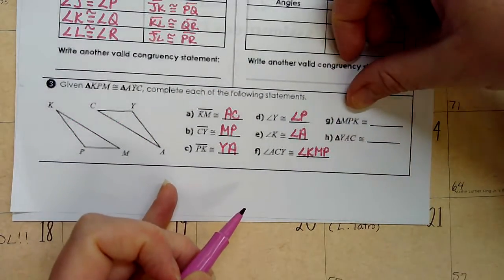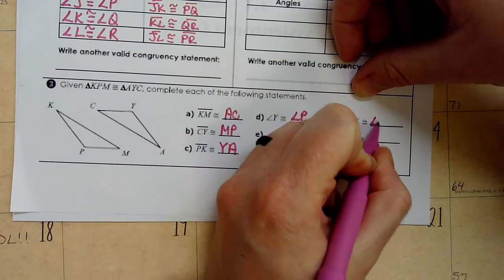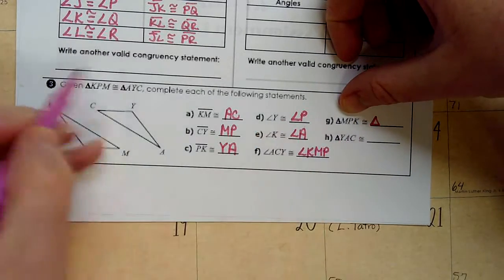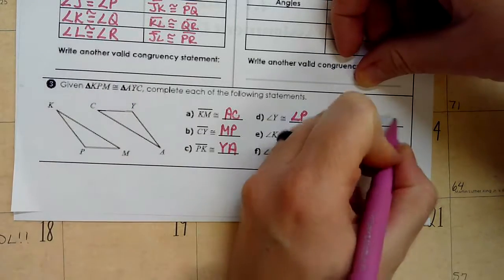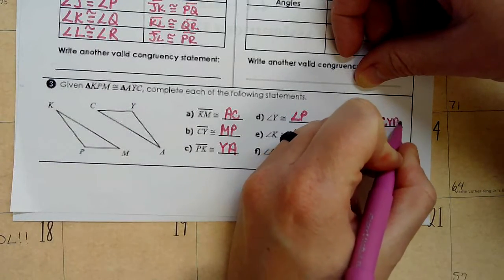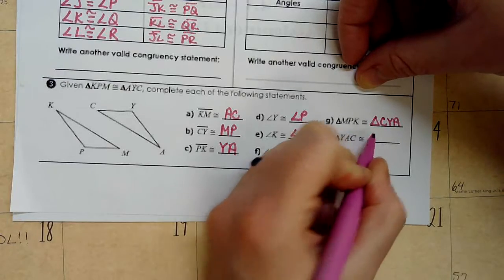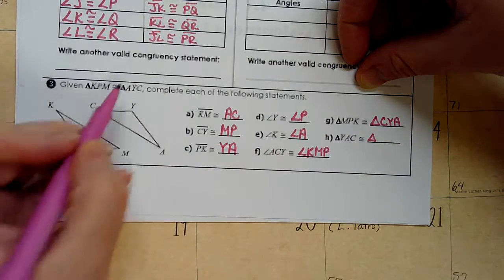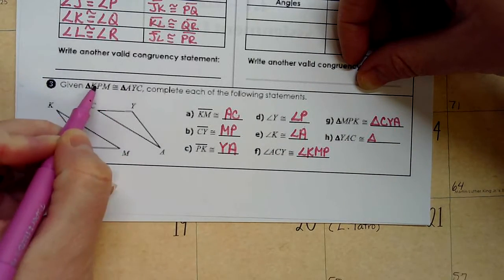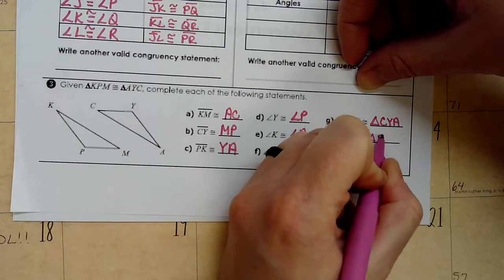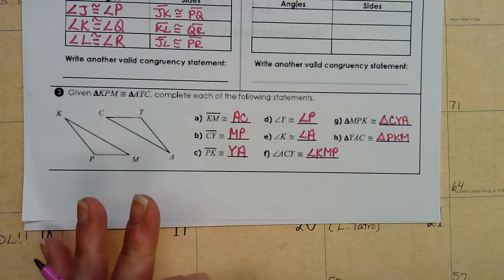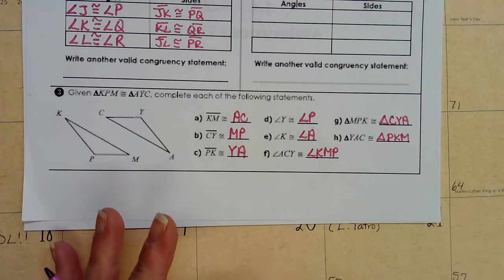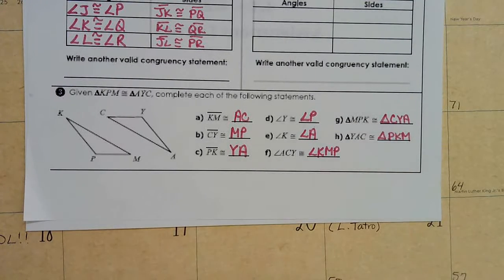Here we're talking about the whole entire triangle. So you just have to make sure you use that same symbol. MPK. So that just goes backwards. So we're going to go CYA. See ya. And then we have another triangle. YAC. Middle, first, last. PKM. So today, all you are doing is matching up all of the angles or sides that correspond with each other, or you could be matching up the actual triangle.